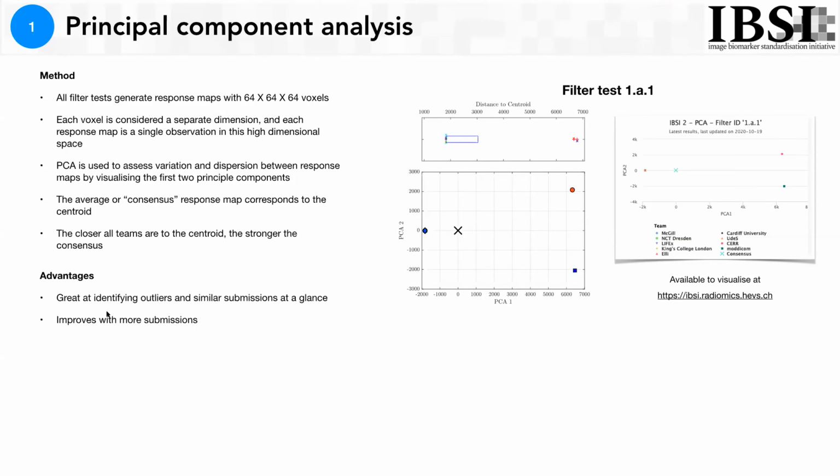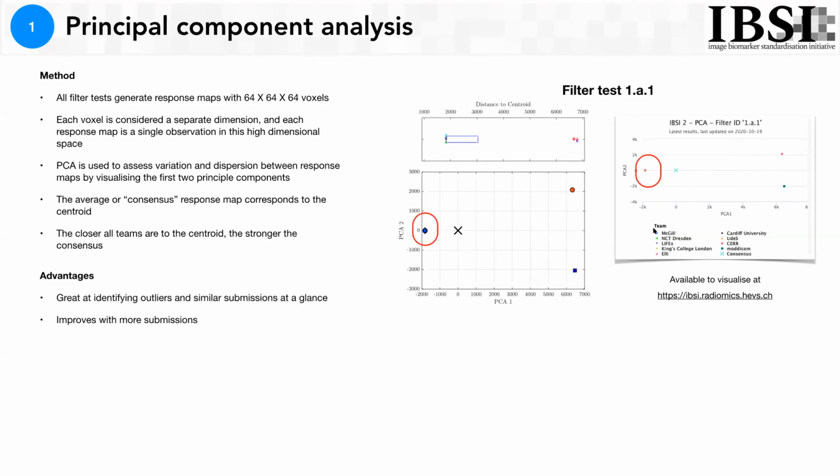So the advantages here is that it's great for identifying outliers and similar submissions at a first glance. And this improves with the more submissions that we get as well. So I should point out that these are all visualized and available on the website already. So when you make a submission, you can see where your submission lies within these PCA plots for each filter test. So I've just taken filter test 1A1 here.